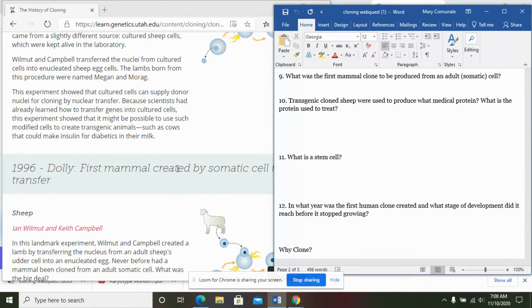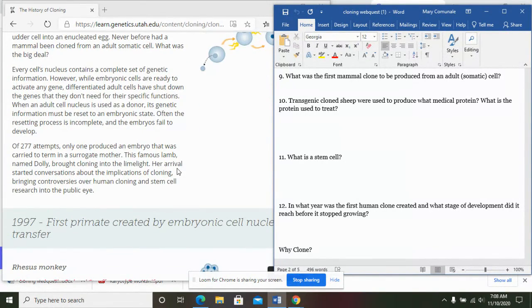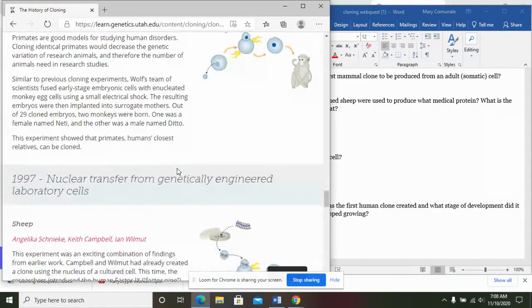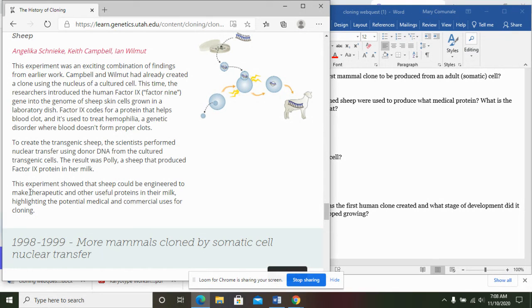Transgenic cloned sheep were used to produce what medical protein? So this is going to talk about your sheep down here. Transgenic sheep, they're producing the factor. Oh goodness, I am so bad with reading Roman numerals. Is that a 9? I think that's a 9. Or is that an 11? That actually might be an 11. They were producing this factor in the milk. And it was supposed to be what? Engineered to make therapeutic and other useful proteins in milk for commercial uses.